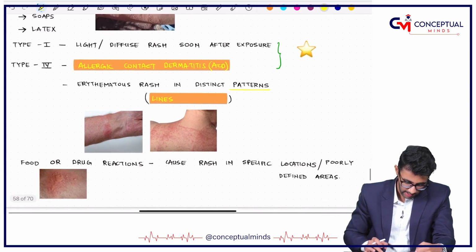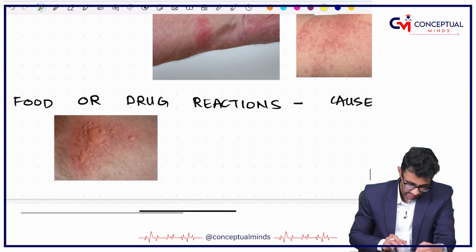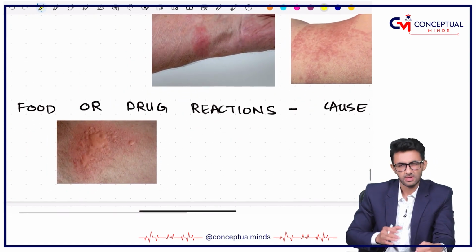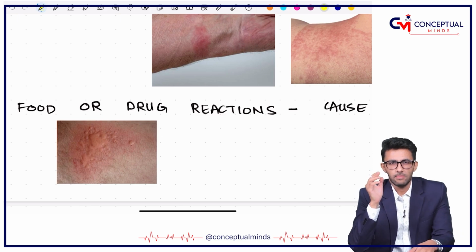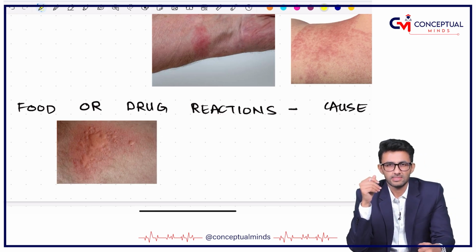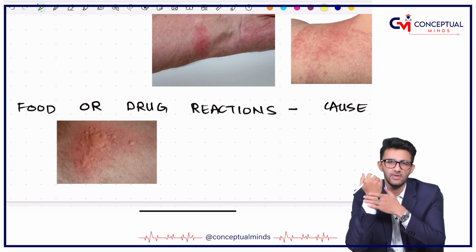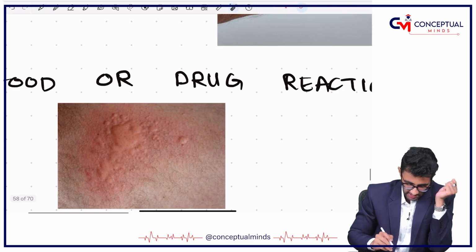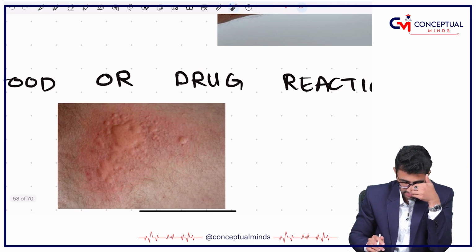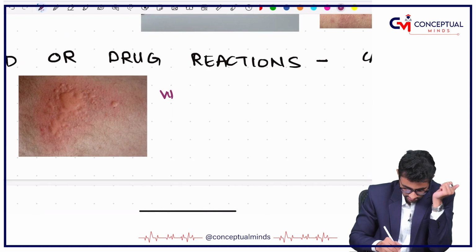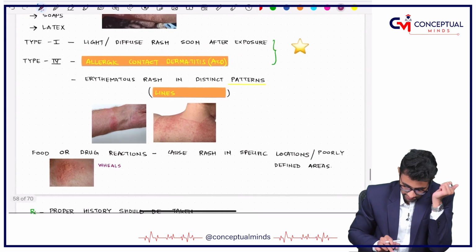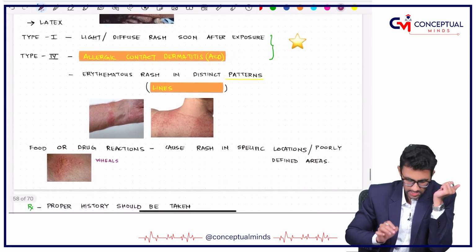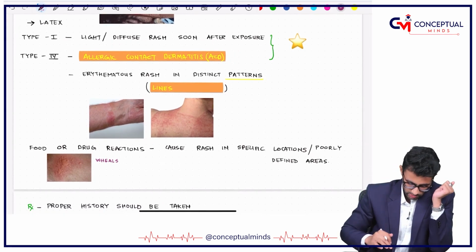And the last point is type 1 hypersensitivity reaction. We eat something and suddenly we have some wheals on our body. This is the image I've given, and these are called wheals. Okay, so let us move on.